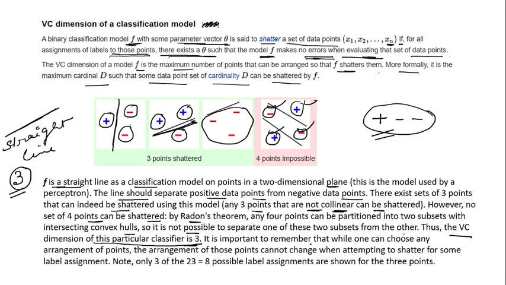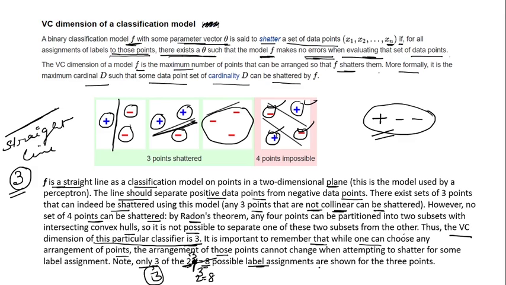It is important to remember that while one can choose any arrangement of points, the arrangement of those points cannot change when attempting to shatter for some label assignment. Note that only 3 of the 2 to the power 3, which is nothing but equal to 8, possible label assignments. So if 3 points are there, we have 8 possible ways labeling is possible.